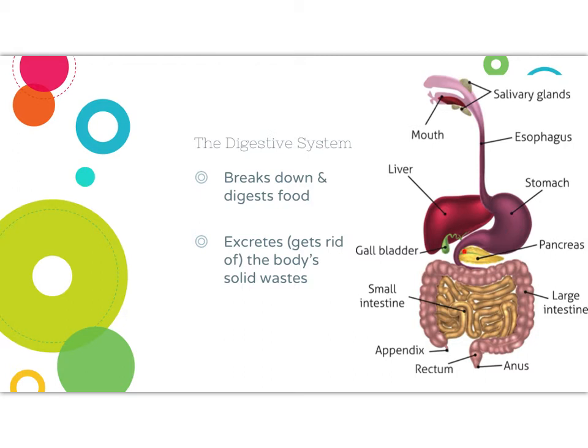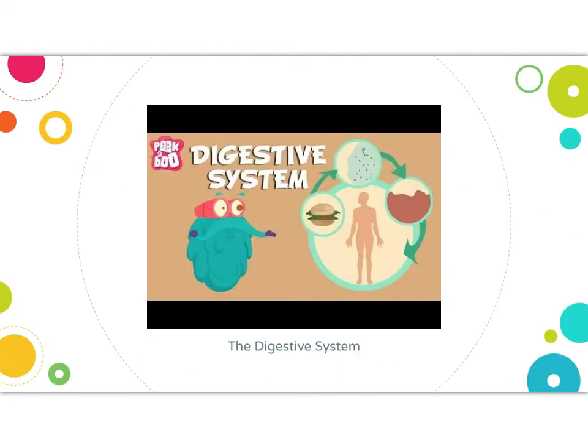Enzymes from the pancreas, the liver, and the gallbladder help to speed up digestion. Our food moves into the small intestine, and then into the large intestine and out through the rectum. There's a little video here to take a look at the digestive system as a bit of a cartoon.